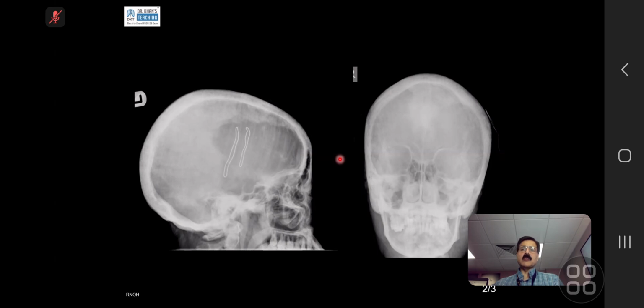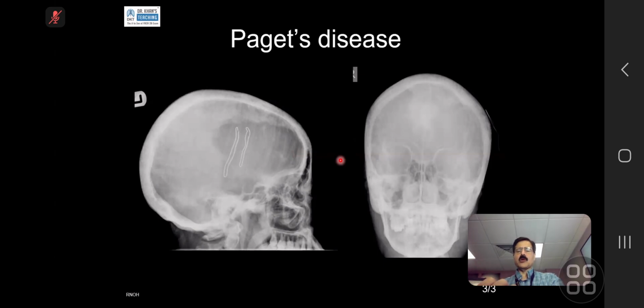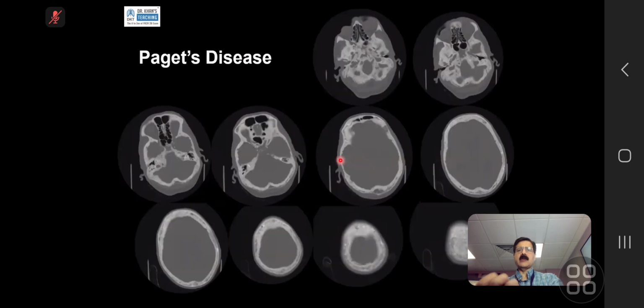Paget's disease should be discriminated from fibrous dysplasia. In fibrous dysplasia, usually the calvarium is not as much involved as the base of skull, as well as the facial skeleton. But I'm not covering fibrous dysplasia right now. We will cover it more elaborately in head and neck. So this is a case of Paget's disease.